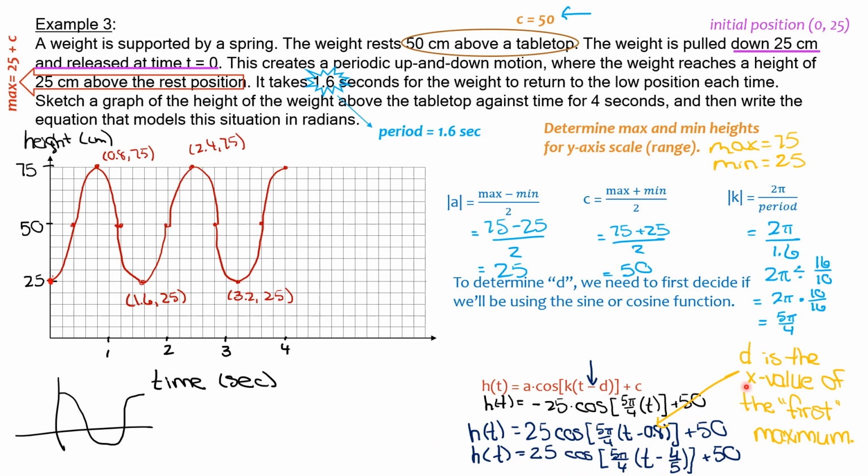I also added this in. D is the x value of the "first" maximum. I put first in quotations because I could have used this maximum here if I wanted to, or this maximum. I can use any maximum for the d value because the parent graph, the first maximum is at 0, but we have an infinite number of equivalent ways of writing the same expression. So I picked the first maximum there, which was 0.8, which translates to 4/5. That's the end of your lesson on transforming sine and cosine using radians.